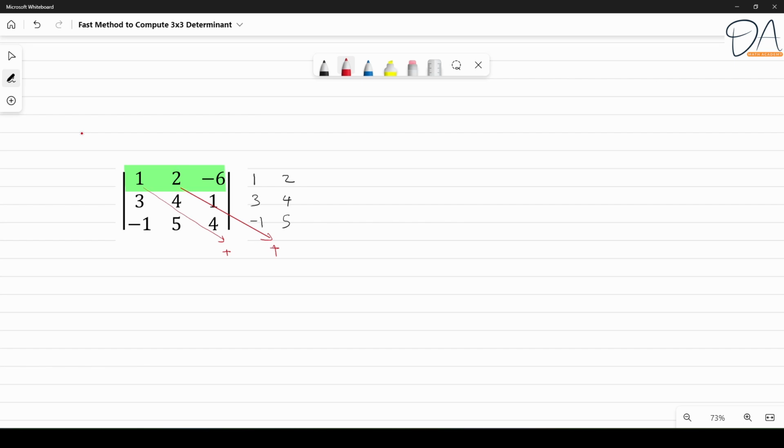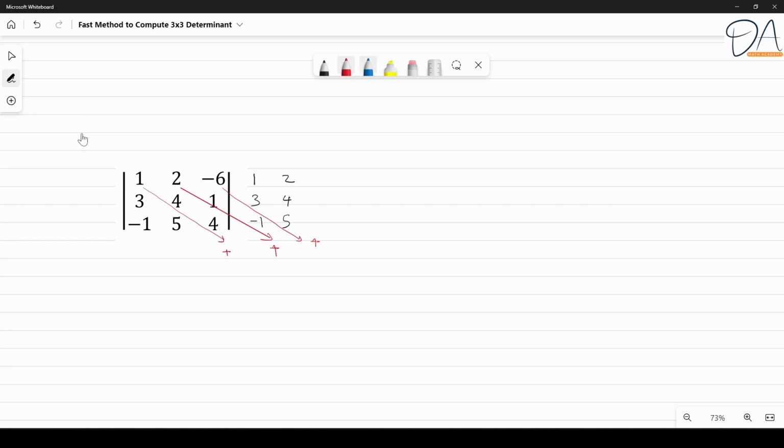The last positive diagonal is the one also starting with the third element in the first row. So again, moving diagonally. Again, diagonally means you go to the element to the right in the row below it. So minus 6, below it 1, just go to the one to the right, which is 3. 3, below it minus 1, go to the element to the right, which is 5. So this gives us the first 3 diagonals.